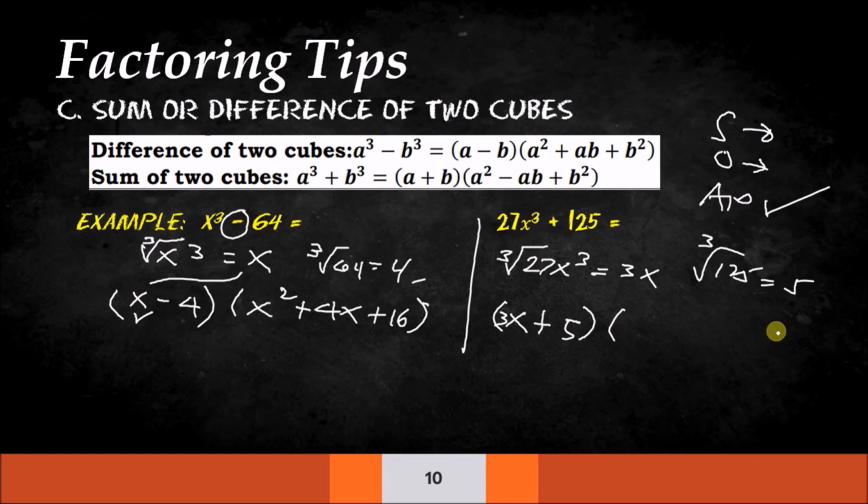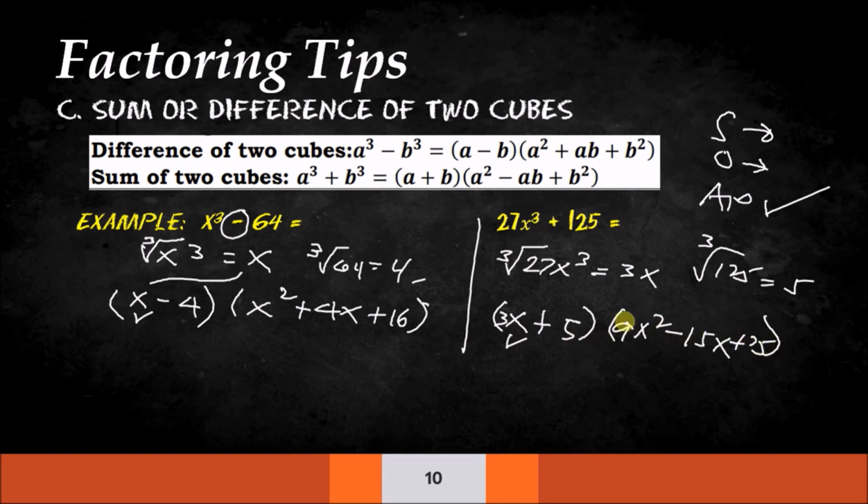And dyan magmumula yung ideya para makuha natin yung other factor. The middle term should be opposite of the sign, magiging negative. And the product of 3x and 5 is 15x. Yung remaining part ng ating trinomial factor dito is nakasalalay na dito. The square of 3x is 9x squared. The square of 5 is 25.